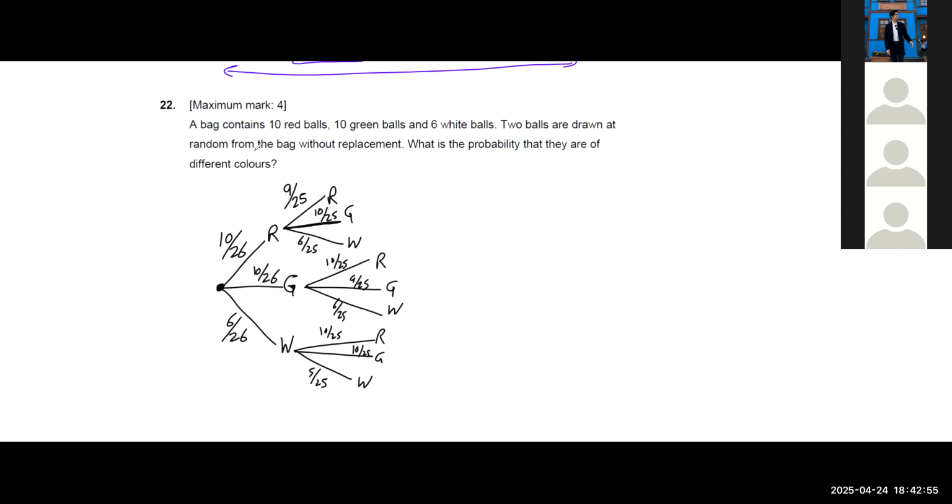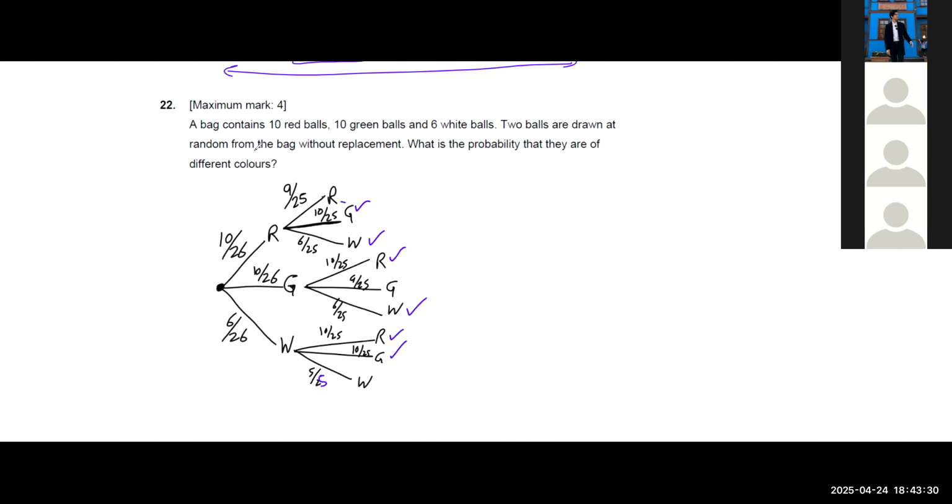So they're all of different colors. So which routes can I take for that to happen? So for example, I'll get you guys started. Red, green is one route. What else? Green, white. And then white, red. So like basically everything except the same ones. So basically, I'll just tick at the end. So this one works, this one works, this one works, this one works, and this works, and this works.